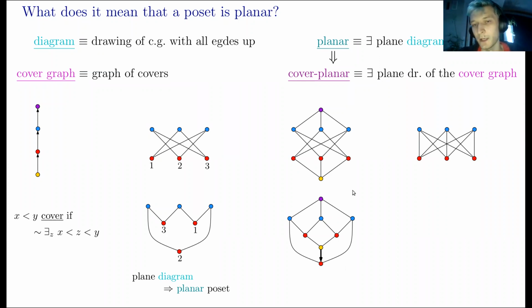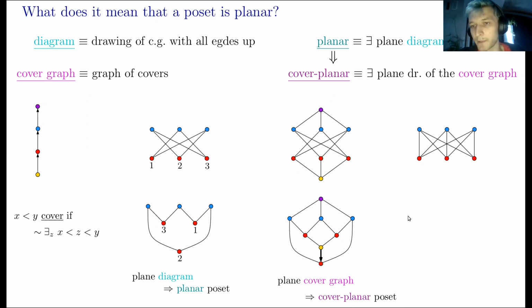This is not a proof that I cannot do this, but this is some intuition that sometimes allowing edges going down gives us some more power. So this poset is only cover planar, because I was able to draw the cover graph of this poset in a plane drawing.